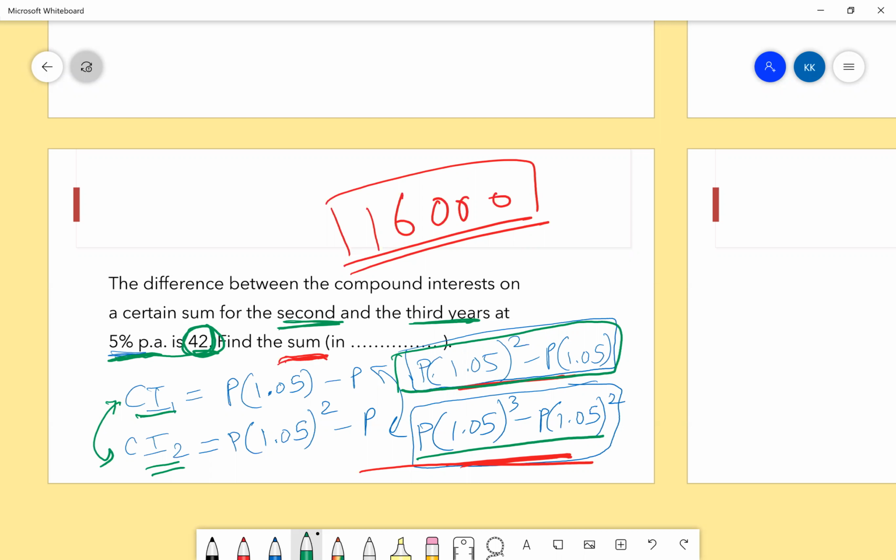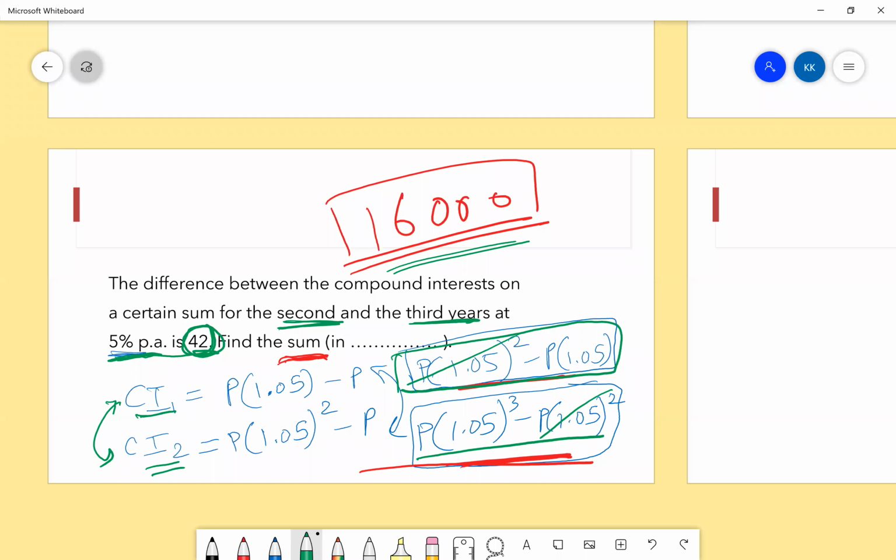Is there just one unknown in this question? That is P. Is there just one equation we have? The difference of this is 42. And when you subtract them, this will get cancelled with this. So you will be left with P into 1.05 cubed minus P into 1.05. 1.05 cubed you can easily calculate using your calculator. So basically you will have something into P equal to 42. When you get the answer for P, that would be 16,000.